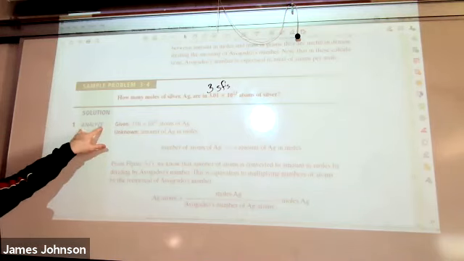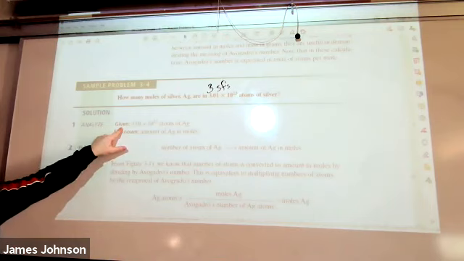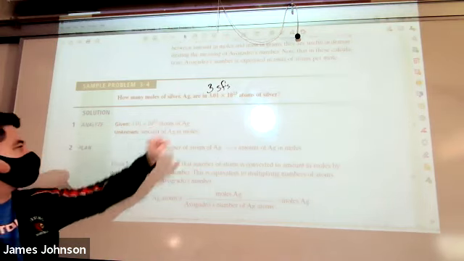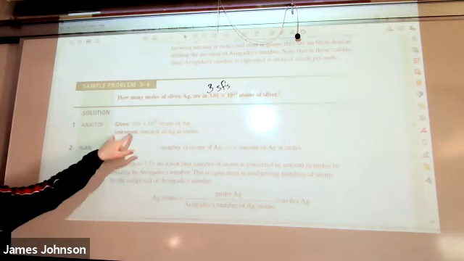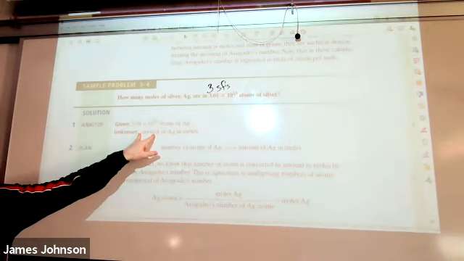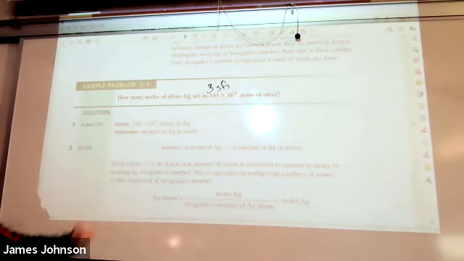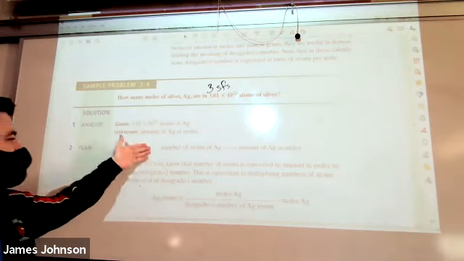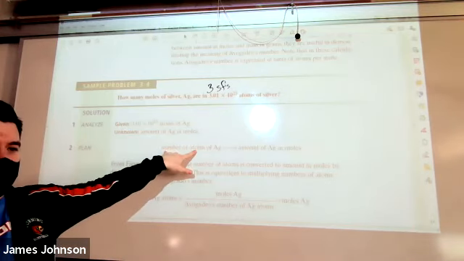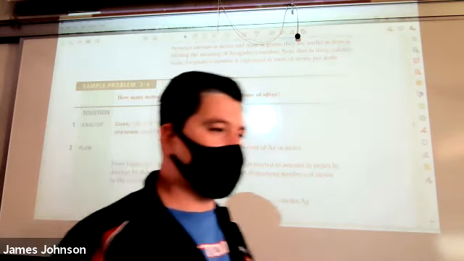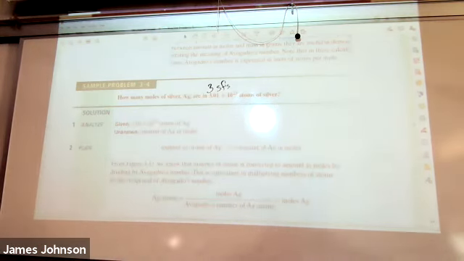Let's analyze the question. What have we been given? 3.01 times 10 to the 23rd atoms of silver. What are we trying to figure out? The amount of silver in moles, because that's what moles represents, an amount. It's like a how much type question. So again, conceptually, we're going to take our number of atoms and convert it into an amount of silver, and our unit will be moles.